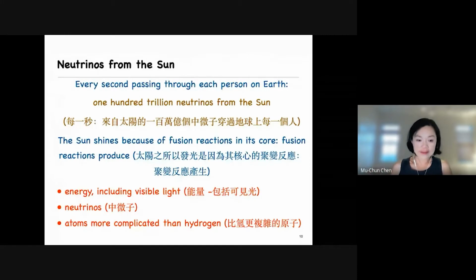There's the energy from the sun. Through this interaction, it also produces the neutrinos, 中微子. In addition, the sunshine and it produces atoms which are more complicated than the hydrogen atom.